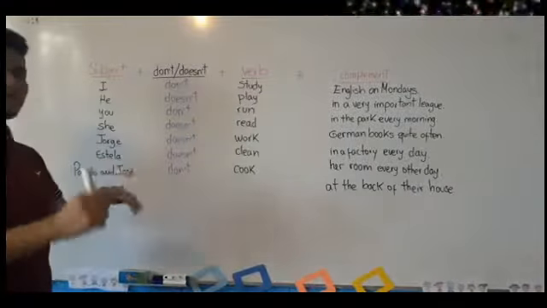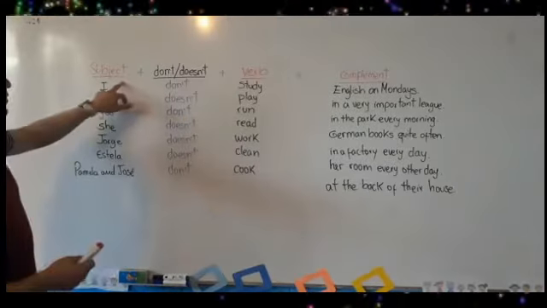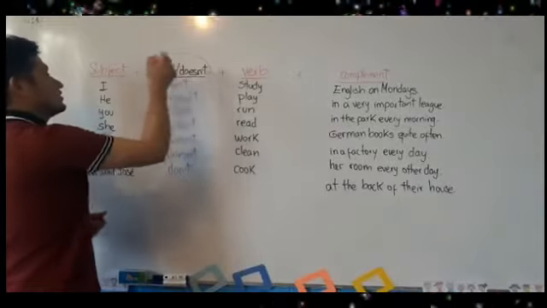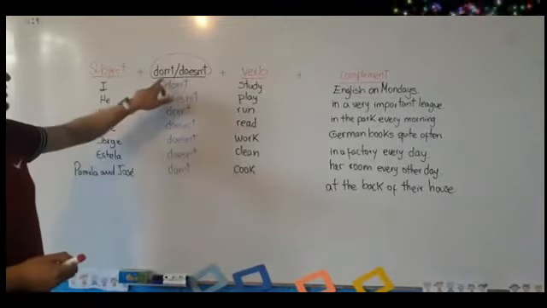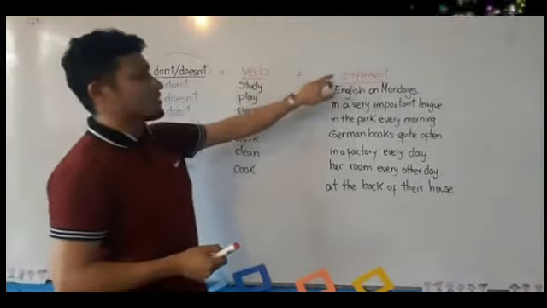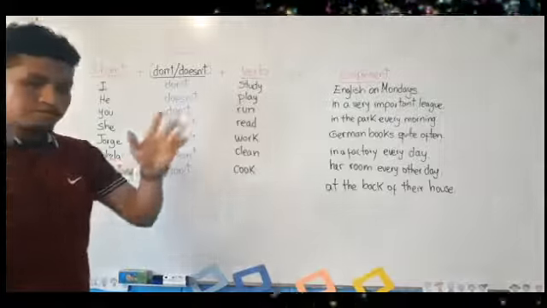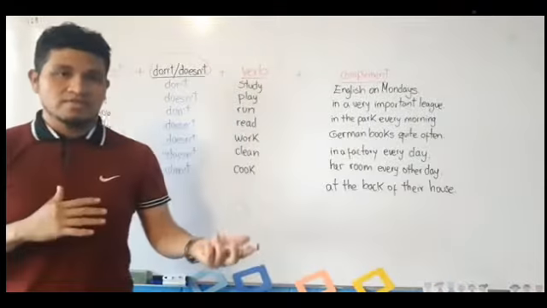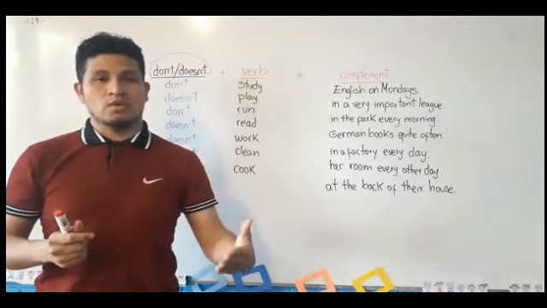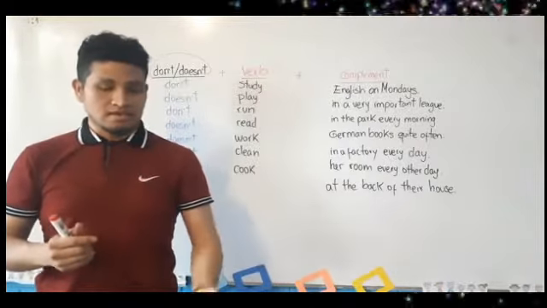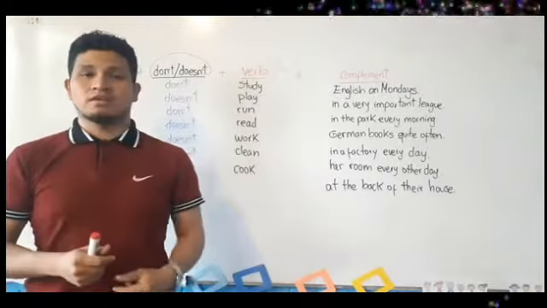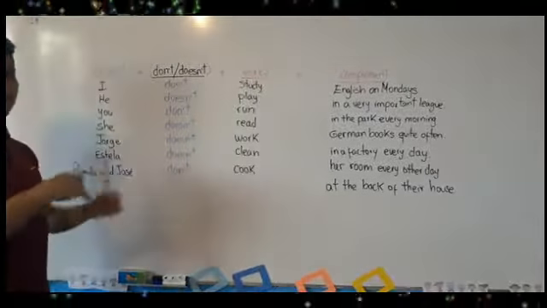Okay? So, let's see first this. We said we have the subject. We have here the auxiliaries don't and doesn't. We have verb. And we have the complement. Okay? So now we gotta keep in mind that don't works for they, we, you, and I, and doesn't works for he, she, and it. Okay? So let's read these examples.